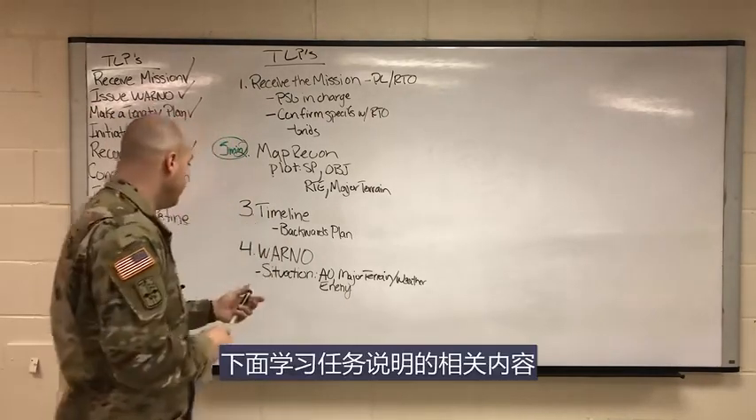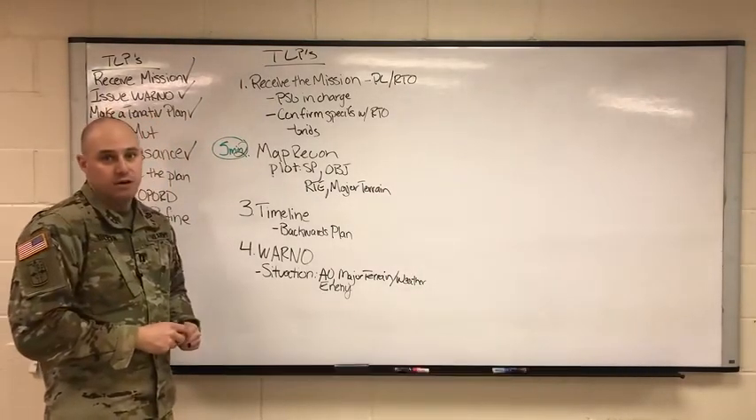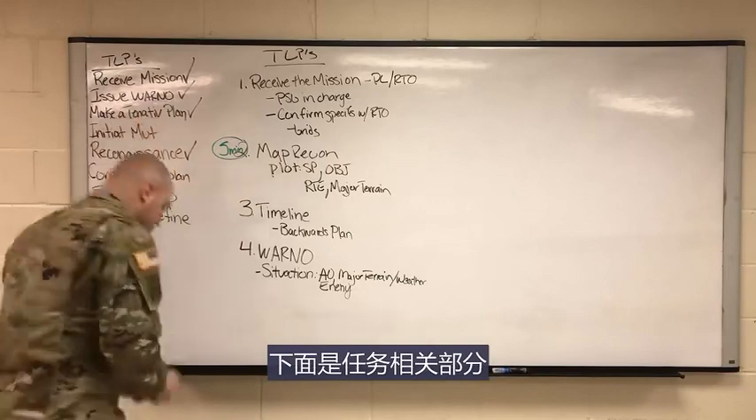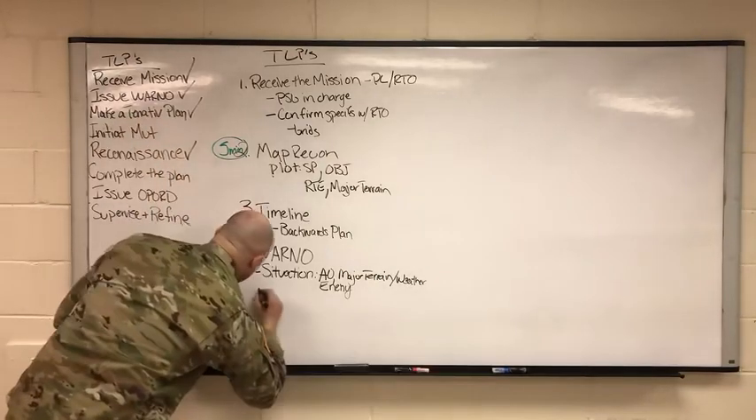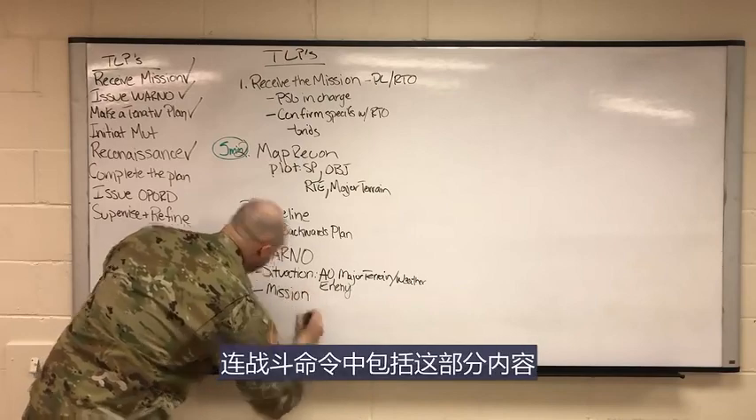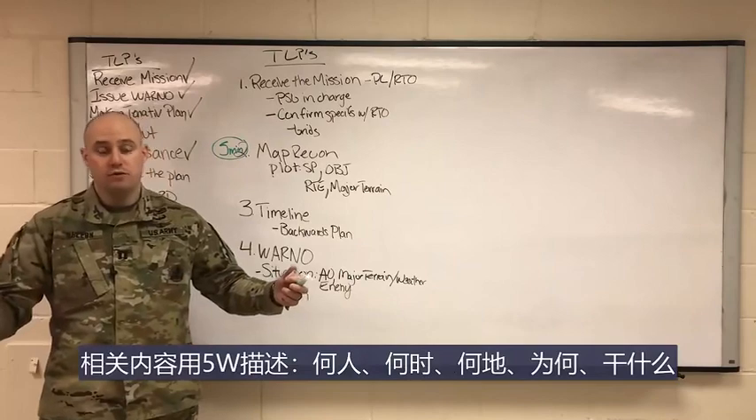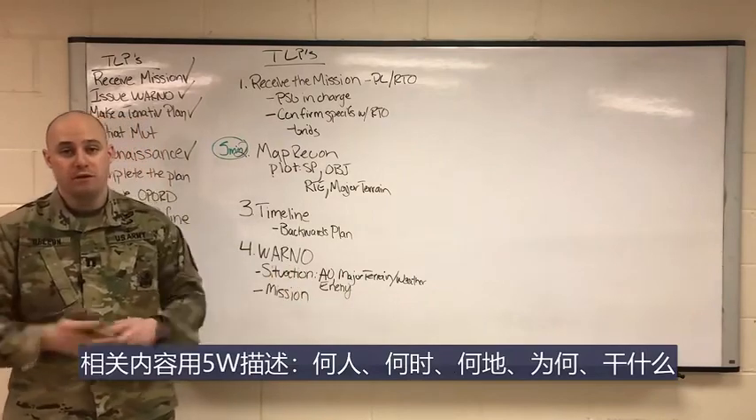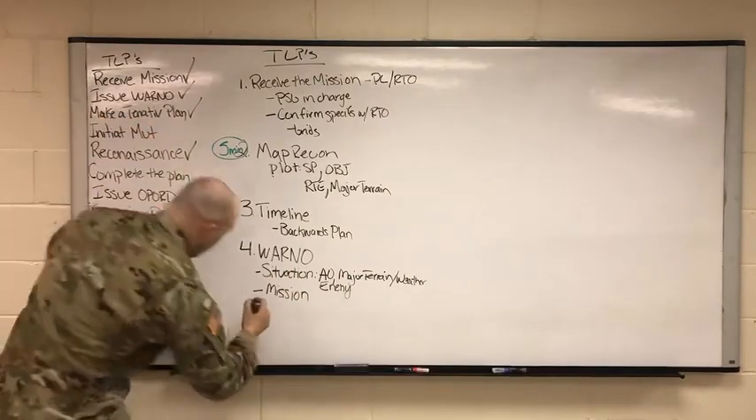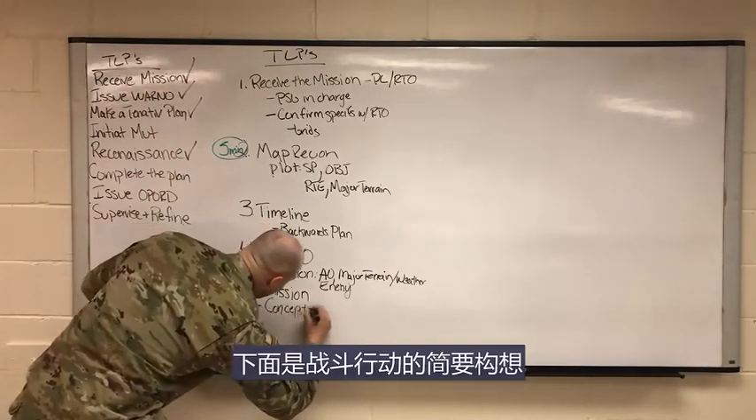All right, next what we want to talk about is the mission statement. I want to go from here directly into the mission. This is easy. It was already described to me when I was briefed the company op order. So I'm going to brief the mission, 5 W's: who, what, where, when, and why. Already done. I'm then going to brief a concept of the operation.